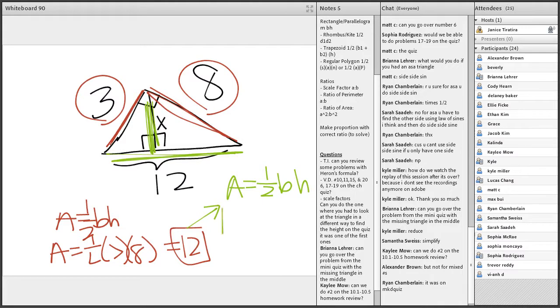So I have the area, I have the base, but I don't have the height. Wait, oh, sorry. This is 12. So now I'm going to do half of 12, which is 6, times x, and then divide both sides by 6, and I get 2. So let's do the math again, okay? If I do 12 times 2, I get the same as 8 times 3.